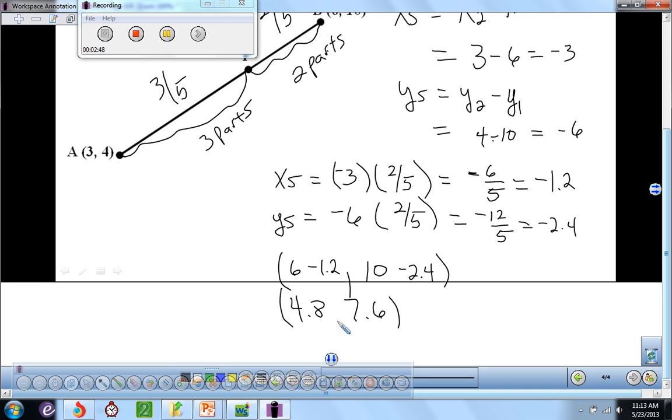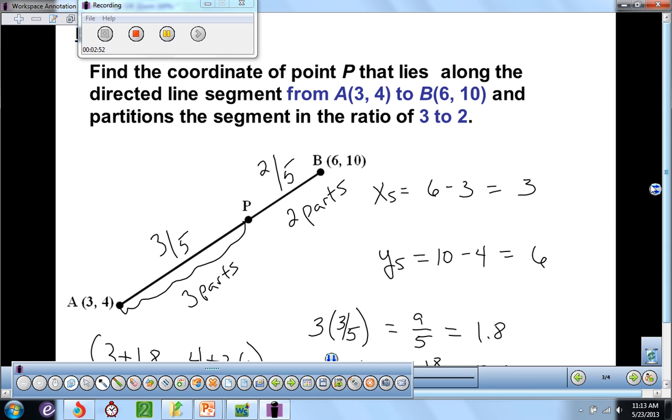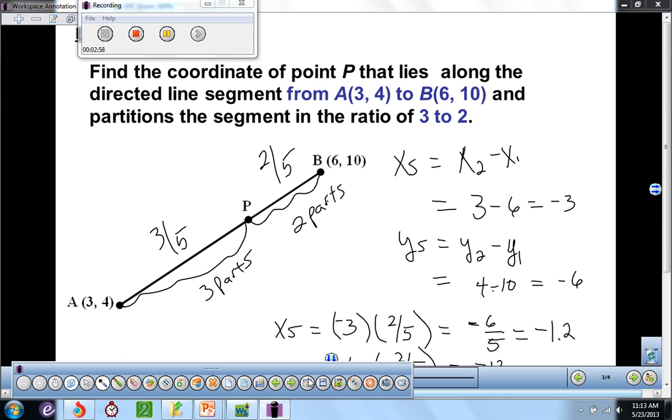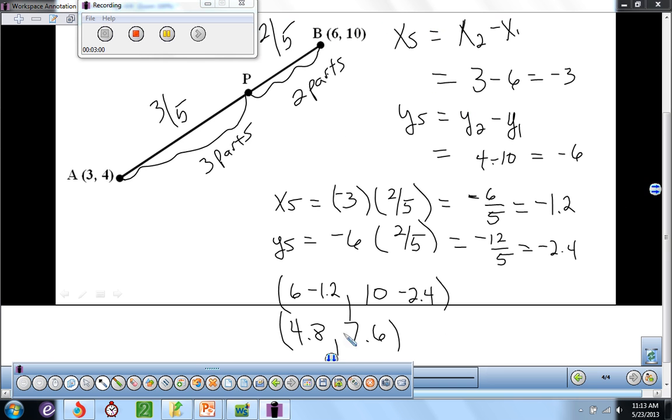Now, if we compare this to the answer we came up with on the first video, we should end up with the same point. So we end up with 4.8 and 7.6 coming from here, and then we end up with the same thing here.